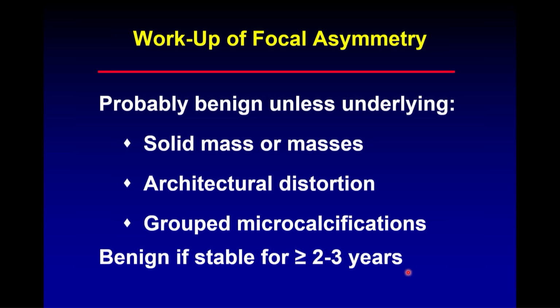Some radiologists prefer to go out to 3 years. BI-RADS gives you the option, although most people are confident with 2 years. There's no right or wrong answer. Once you've established that kind of long-term stability, your focal asymmetry is read as benign, and you stop the surveillance.